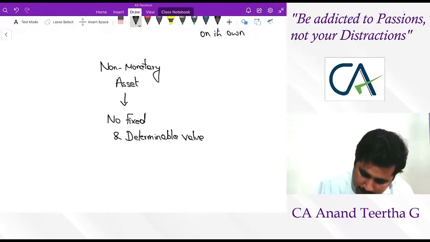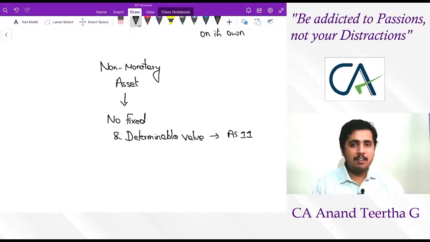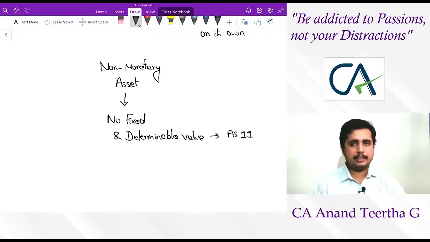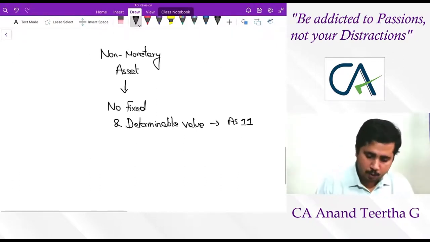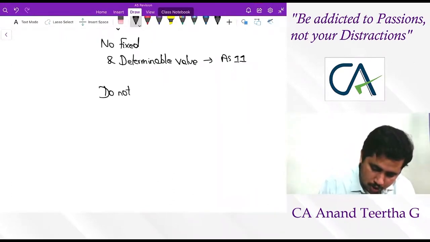This we had covered in AS 11. The same meaning is covered here. It should not have a fixed and determinable value, which means the underlying value of this asset keeps on changing. Over a period of time, the market value will reduce or there will be amortization on this, etc. So it does not have a fixed value. This is about the non-monetary asset requirement. Then, it should not have physical substance.